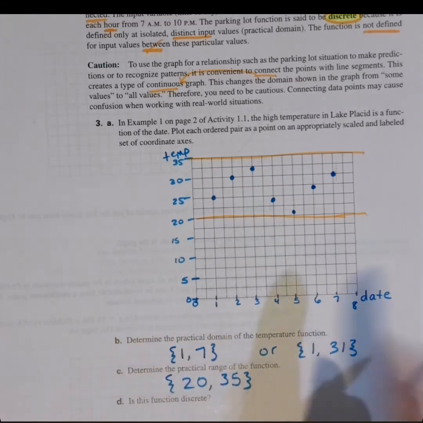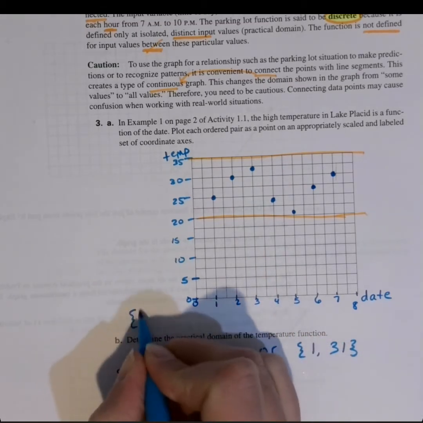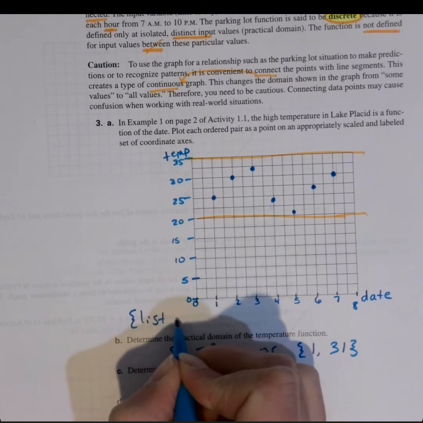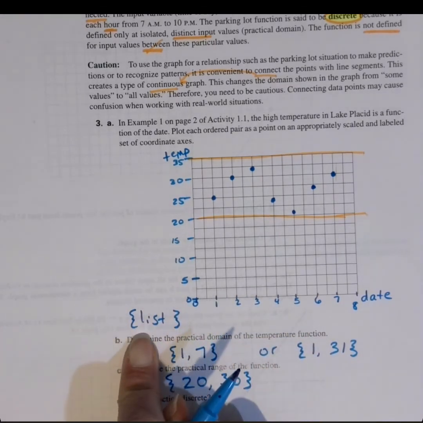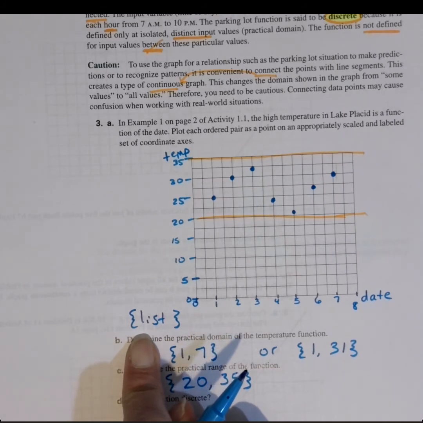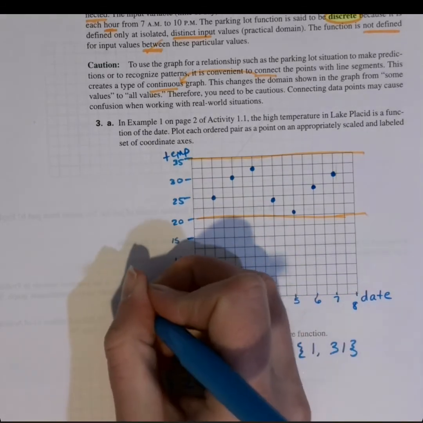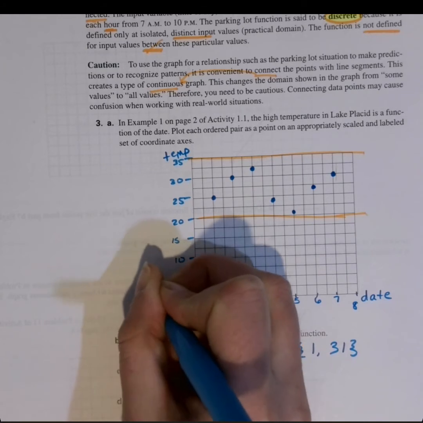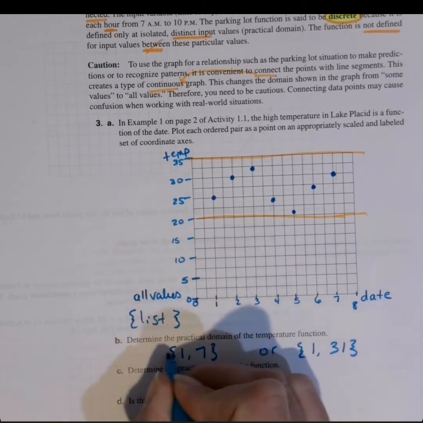Practical domain needs to be a list if it's going to be discrete. So I didn't do a list, and that's my fault. Part of it is when I'm thinking about domain, I often do things that are continuous, and these are not continuous. When you're doing continuous, you need to list first and last only. But when I have a list, I need to have all values in it. So I didn't do that. So I got to fix these.